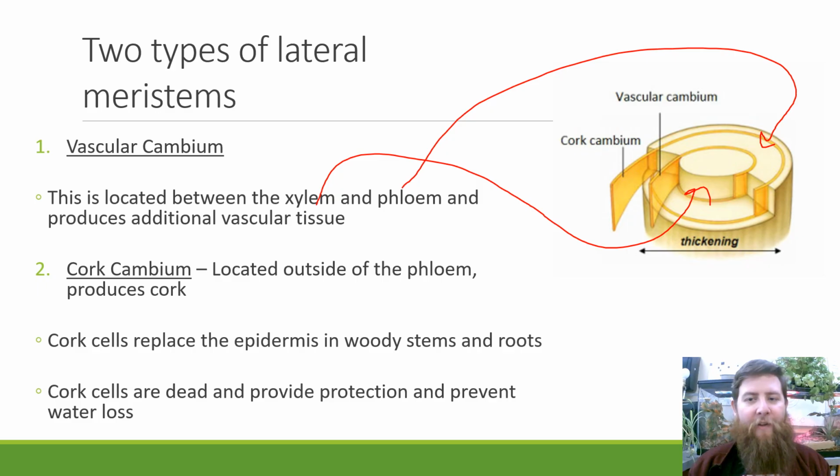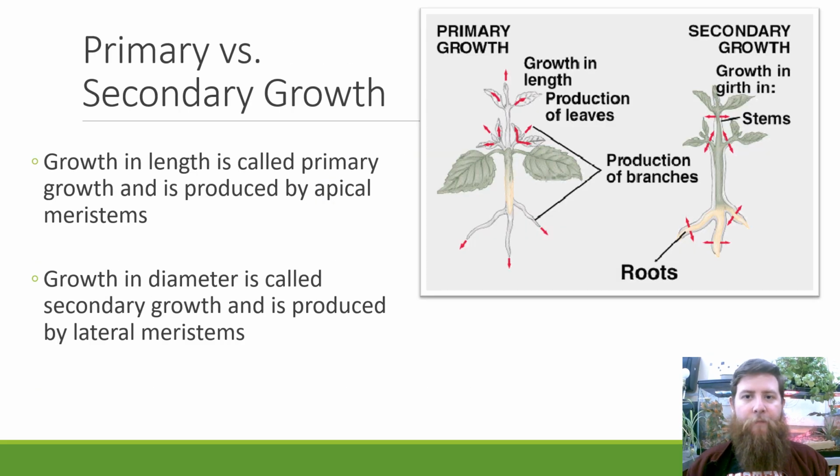It produces more vascular tissue, more xylem and phloem, and then outside of the phloem is the cork cambium, which replaces the epidermis in woody stems and in woody roots. And these cells are dead and provide protection and prevent additional water loss. So that's why as you watch a tree get bigger, its bark gets bigger. When plants get longer, either growing up or growing down, this is called primary growth by apical meristems. When they're getting wider, that's called secondary growth and is produced by lateral meristems.